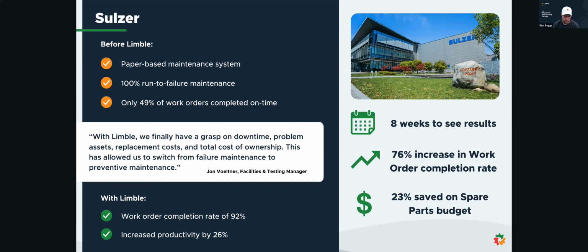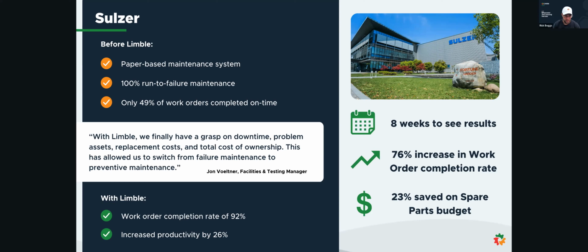Their work orders were completed late or not at all, resulting in downtime and delays in production. And it would sometimes be days after the creation of a work order before a repair even began. So as a result, Solzer's work orders had an on-time completion rate of only 49%.